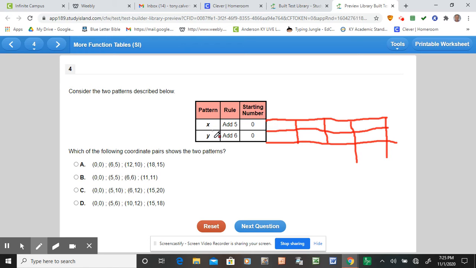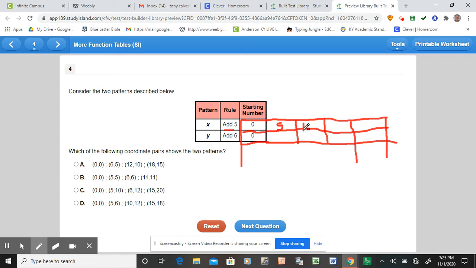Now this is X and Y this time, and our rules are different. The rule for row X is add 5, starting at what? 0. Now remember, 0 is part of our first row, and part of our second row also. So don't forget, this is part of our table. So we're going to start at 0 and we're going to add 5. So this would be 5.